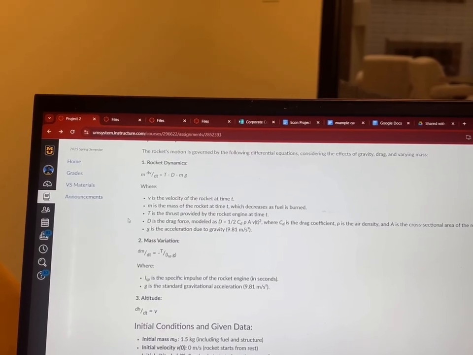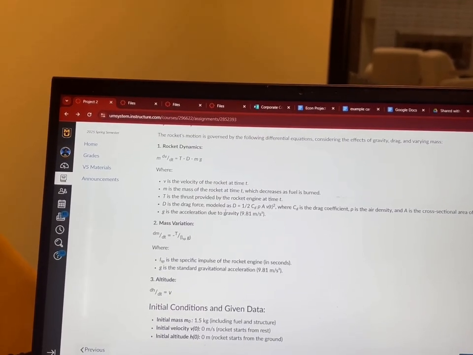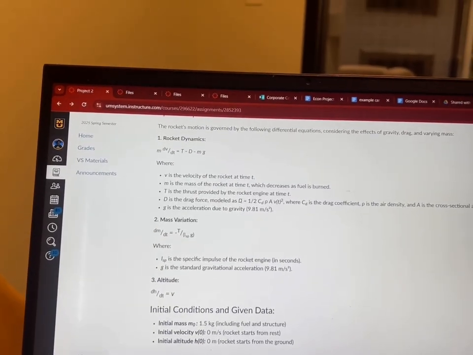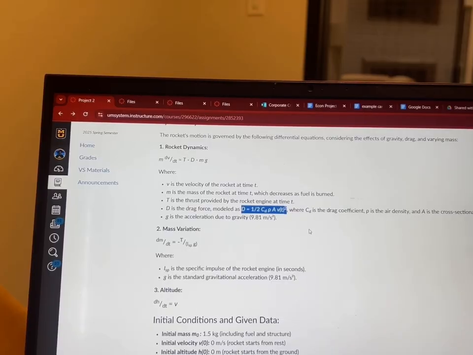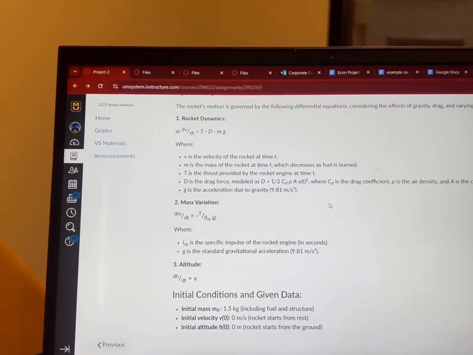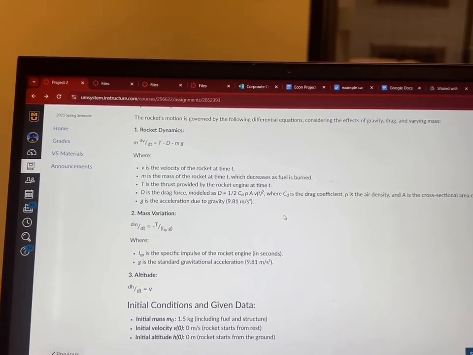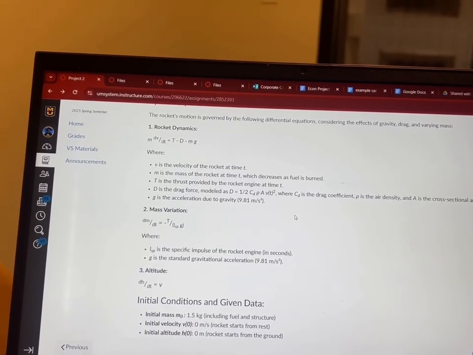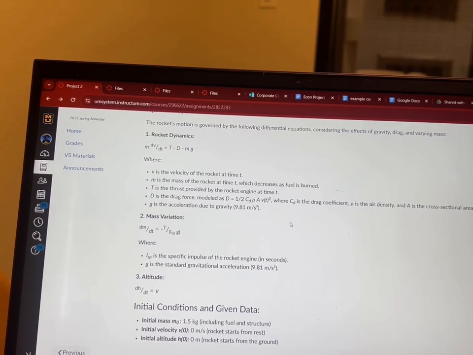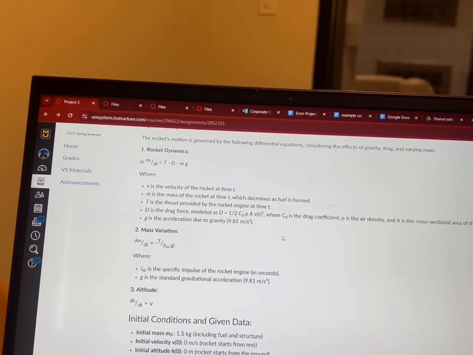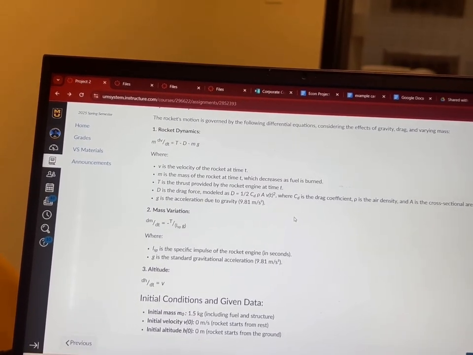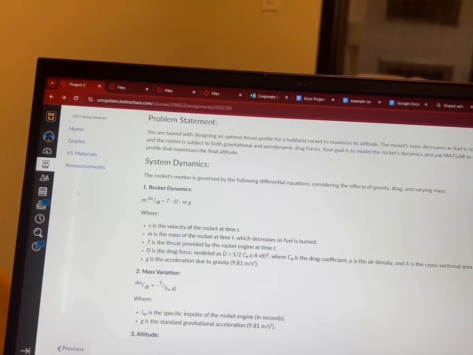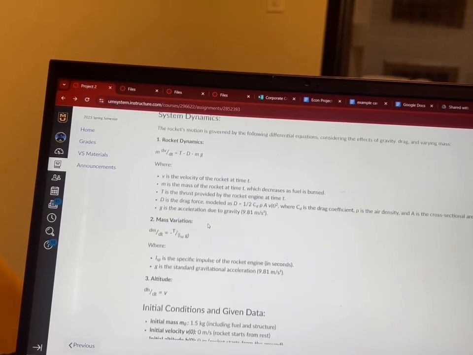Capital D is the drag force, and it's modeled using this equation here. In that equation, C subscript D is the drag coefficient, rho is air density, and A is the cross-sectional area of the rocket. g is acceleration, and we know the acceleration of gravity is 9.81 meters per second squared. That concludes the first equation for our system dynamics.